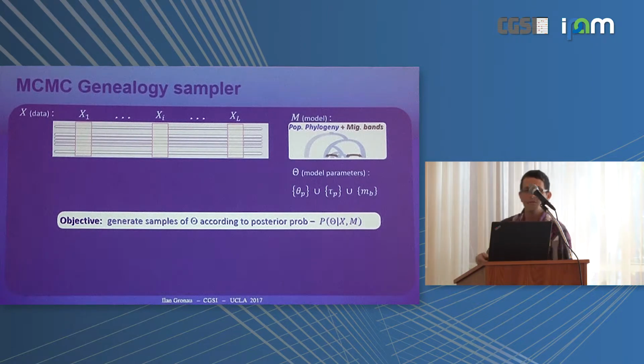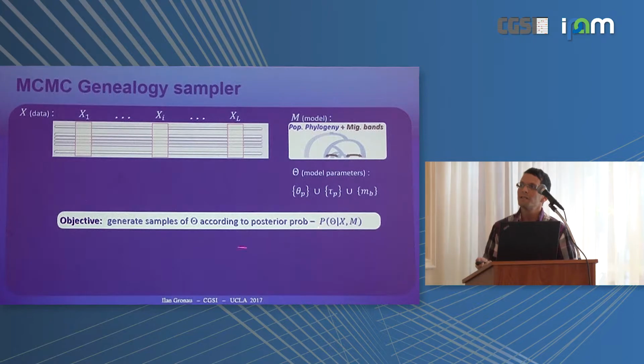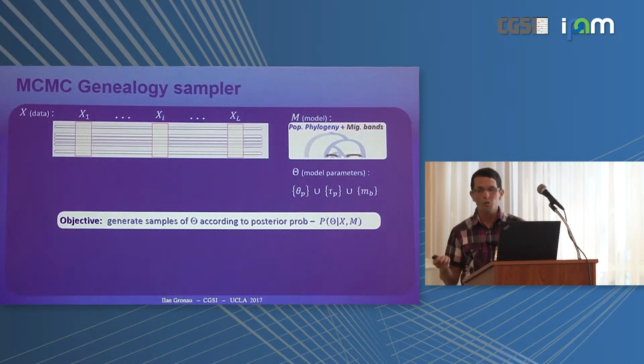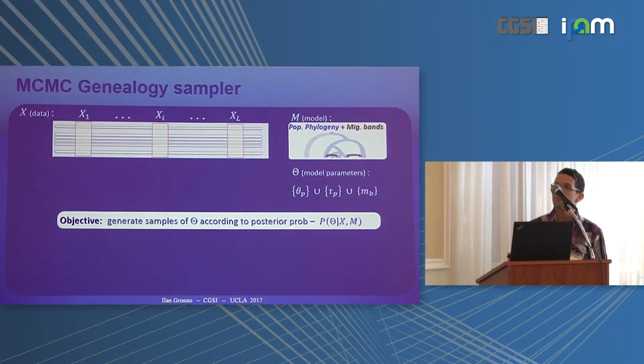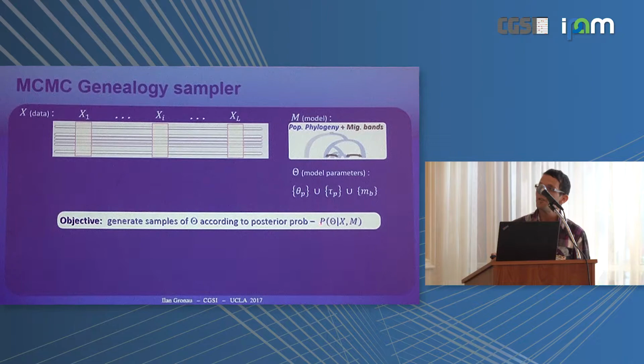So our objective in this MCMC sampling procedure will be to sample values of these model parameters according to what we would hope would be a posterior probability distribution. So given some reasonable probabilistic model, we'd want to sample values of these thetas given the data, which is what we have at hand, and the model M, which is something that we assume we know.